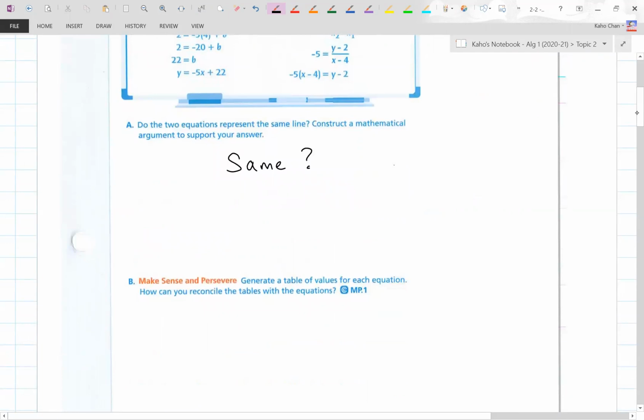Generate a table of values for each equation. How can you reconcile the table with the equations? Let's take a look at Paul's equation: y = -5x + 22. And let's take a look at Seth's equation: -5(x - 4) = y - 2. Let's create a table for both of them.